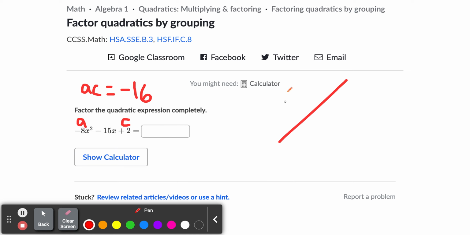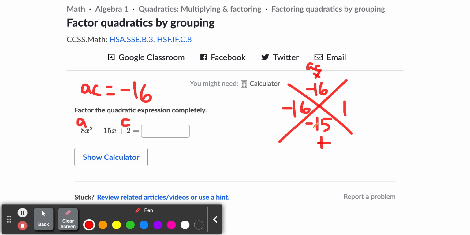Now I'm going to go to this x method. Instead of just taking the c value of 2 like we normally do, we're going to take the ac value of it, which is negative 16. So I'll write that up here. We need to find two numbers that multiply to get negative 16 and that add up to get negative 15 still. So the adding up is still going to be this middle term, negative 15. But we have to find two numbers that multiply to negative 16 instead of just a positive 2. I'm going to do this pretty quickly, but the winning combo is going to be negative 16 and 1. Negative 16 times 1 is negative 16. Negative 16 plus 1 is your negative 15.